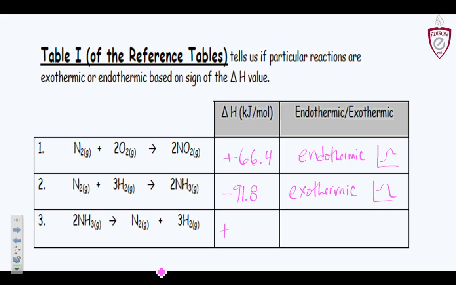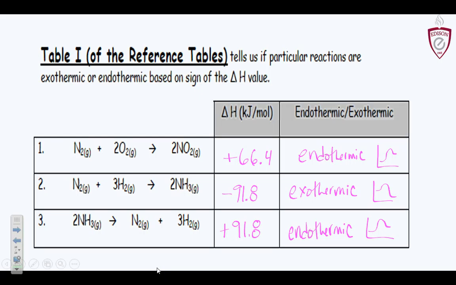So it'll still be 91.8, but now it'll be endothermic. And I've got to have a little different graph. There you go, a mirror image of the one that it was before. I just started at a different spot and went in reverse.